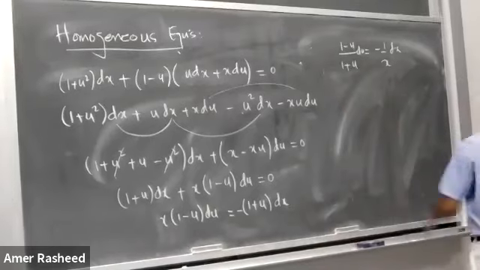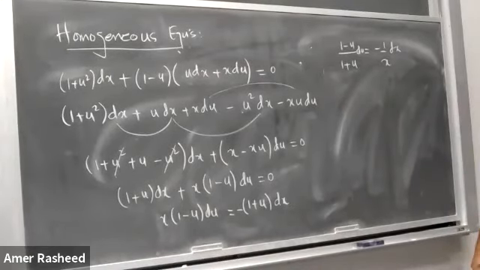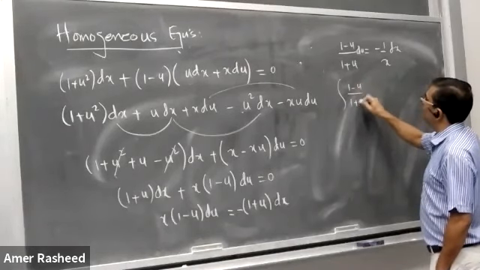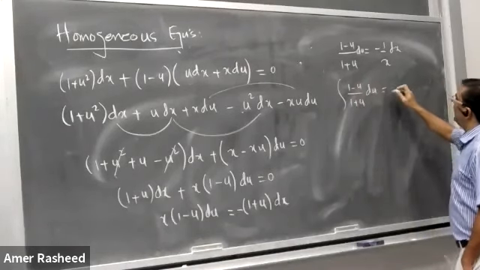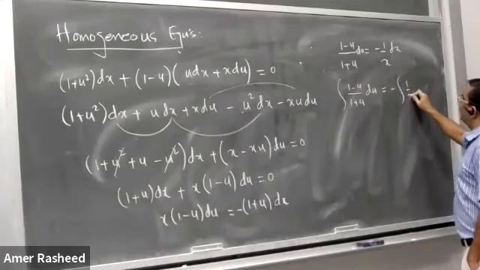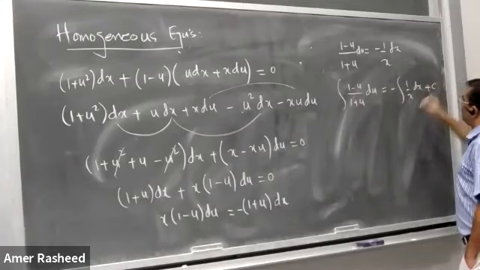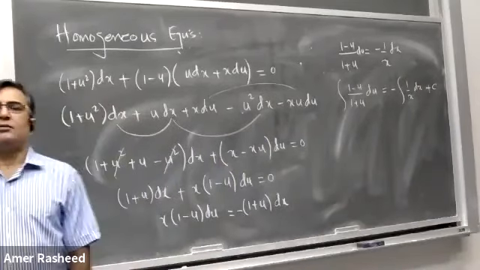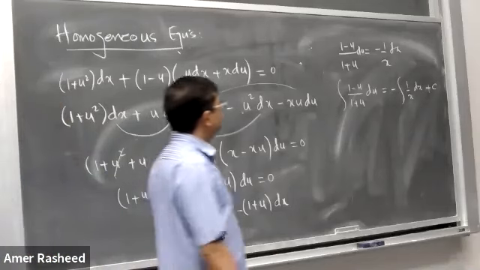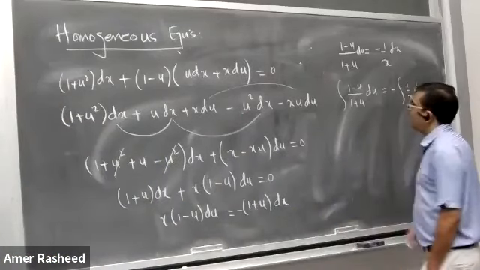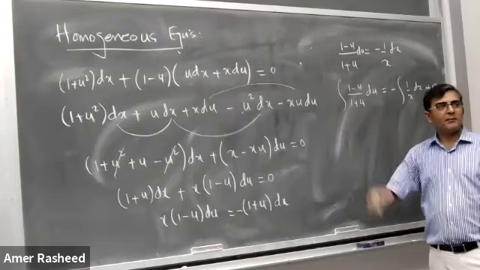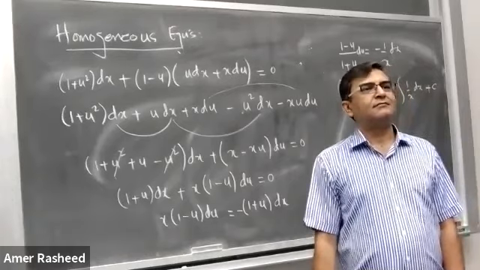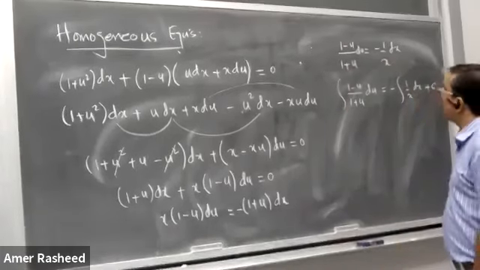How to solve it? You apply integration on both sides. You take the integral of (1 minus u)/(1 plus u) du, which is equal to the integral of negative 1 over x dx plus a constant of integration. Now, I hope you can solve it. Can you do this integration? ln of u minus u.